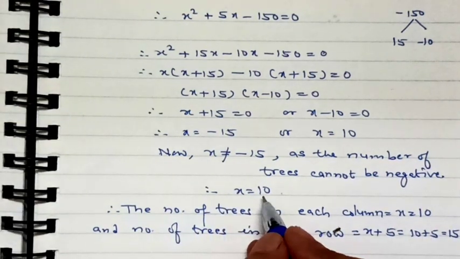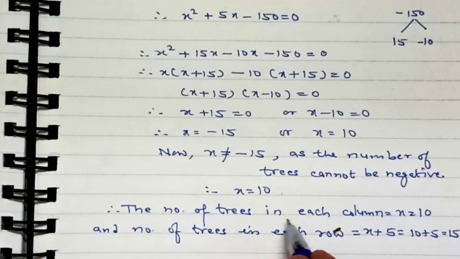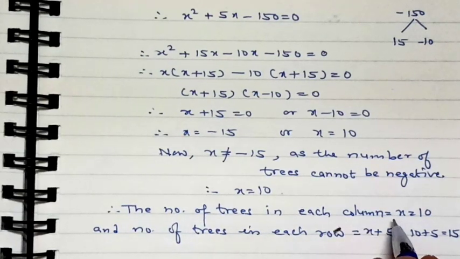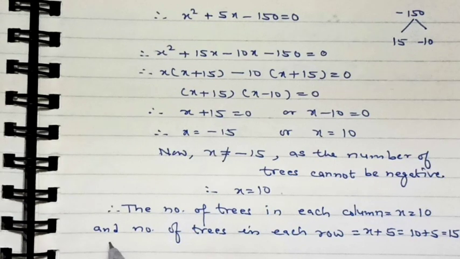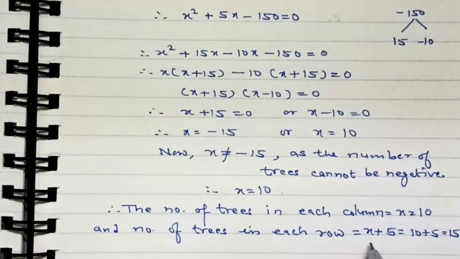Once you get x is equal to 10, therefore, the number of trees in each column, which is equal to x, is equal to 10. And the number of trees in each row is equal to x plus 5, which is 10 plus 5, is equal to 15.